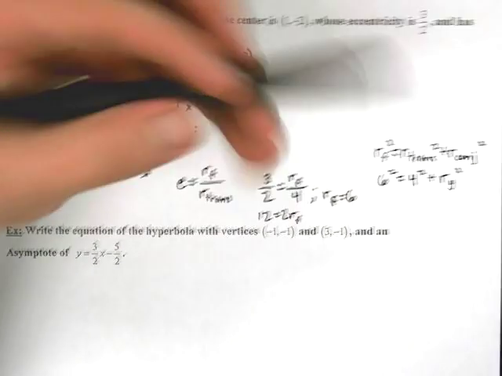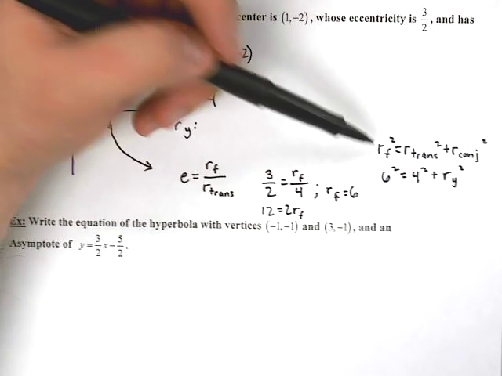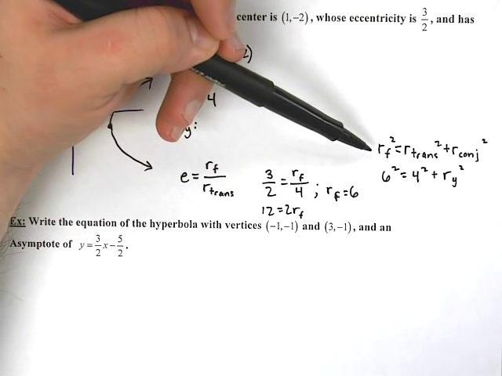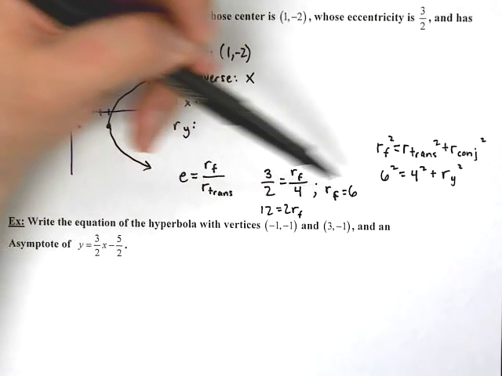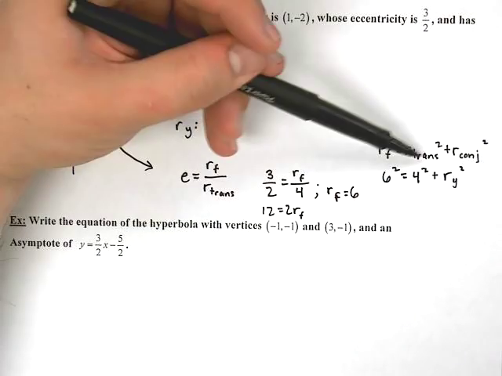Oh, I just realized you could not see what I'm doing. I'm very sorry, guys. Okay, so real quick, I'll explain again. I used that formula that we have for r sub f. I plugged in what I know. I knew r sub f, I knew r sub trans.